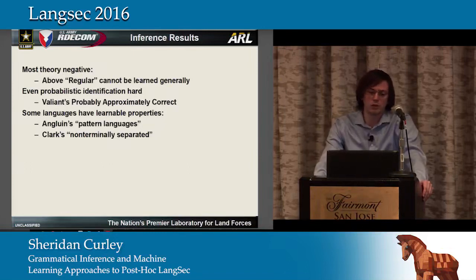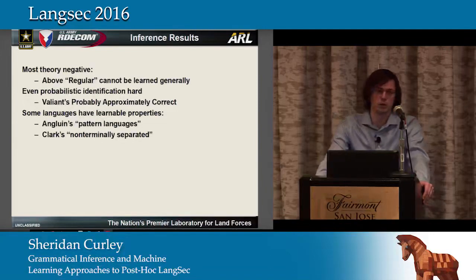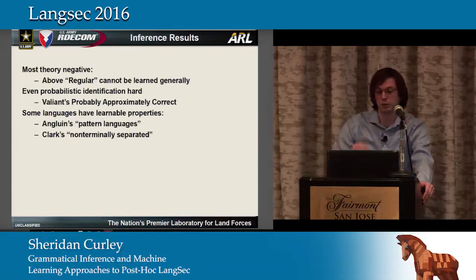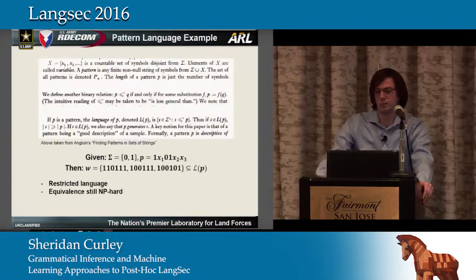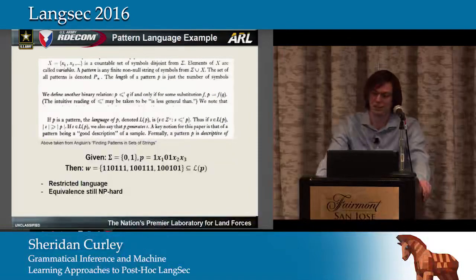Even if we relax to simple probabilistic identification, such as Valiant's idea of probably approximately correct, learning is still generally considered extremely difficult, if not NP-hard or NP-complete entirely. There's a few examples of languages that are learnable, but they're very specifically created to be such. I'm going to briefly talk about 2 of them, particularly Angluin's pattern languages and Clark's NTS, non-terminally separated languages. These are just examples to paint a picture of what we're trying to deal with.